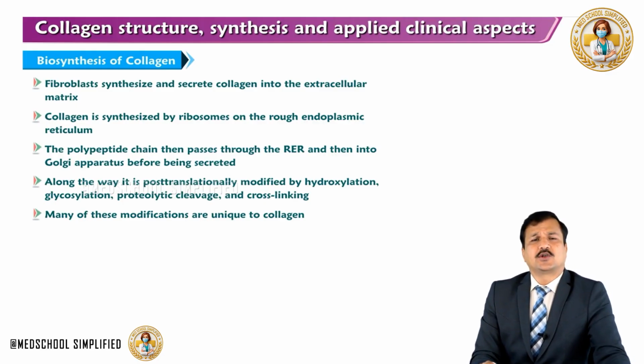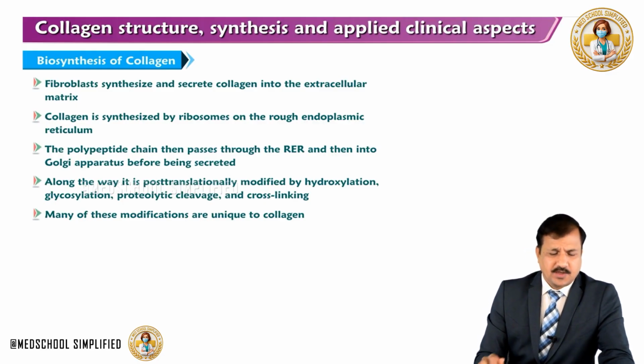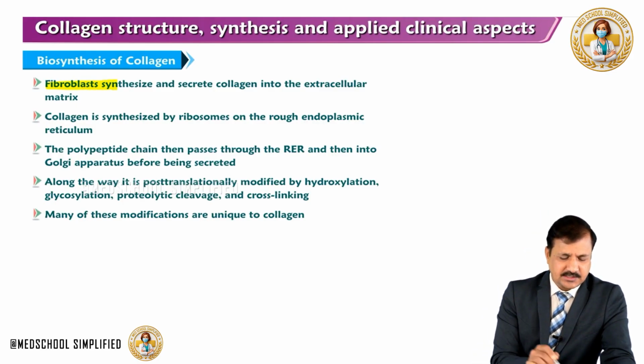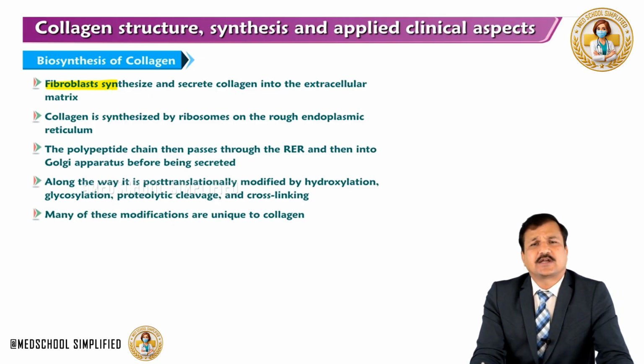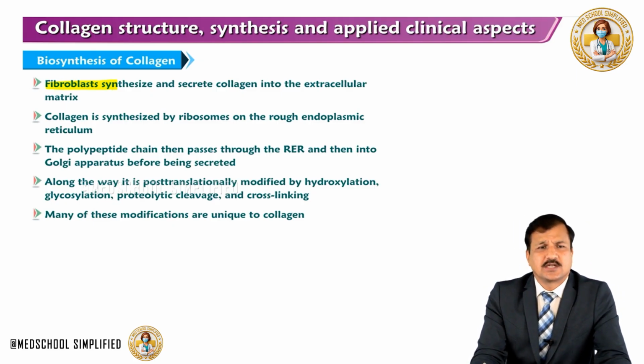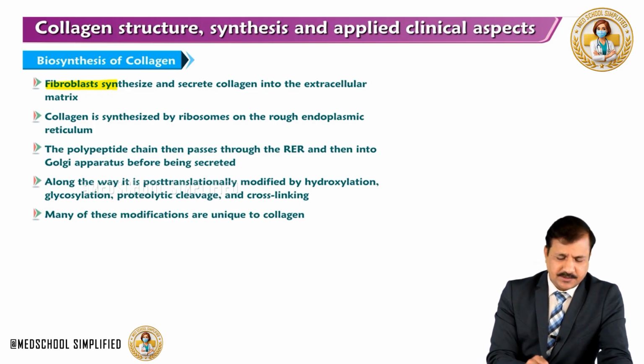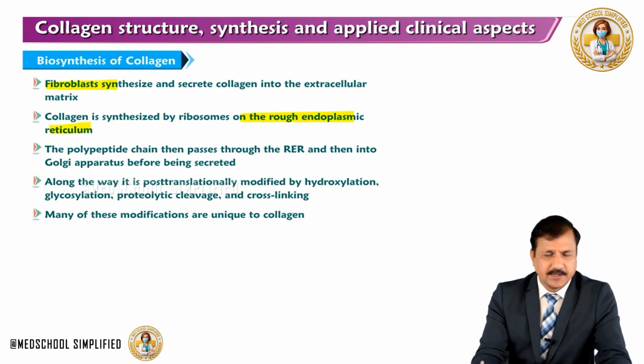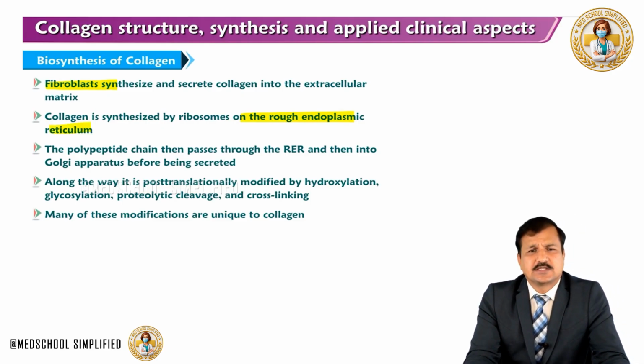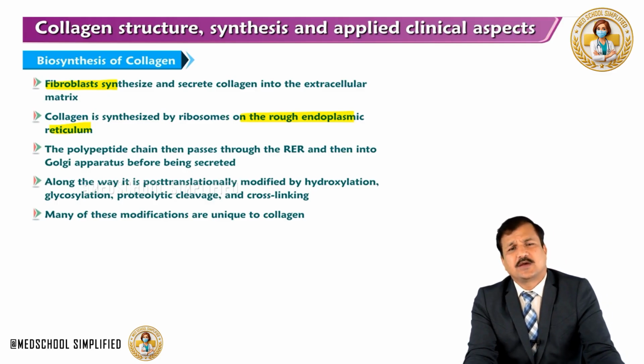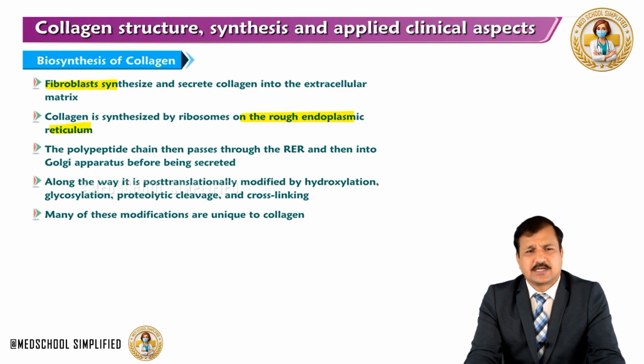Now, moving on to biosynthesis of collagen. Fibroblasts are the ones that will synthesize collagen and secrete it into the extracellular matrix. Collagen is synthesized by ribosomes present over rough endoplasmic reticulum. Once the alpha chain is synthesized, it passes into the lumen of the endoplasmic reticulum and then into the Golgi apparatus before it is secreted.